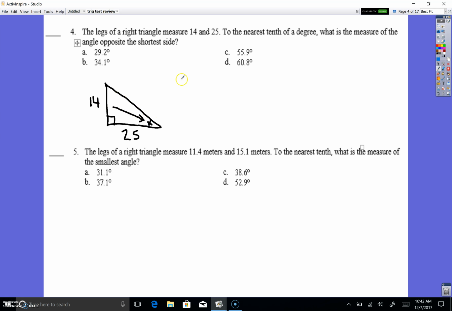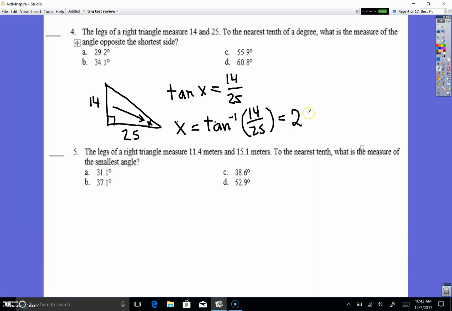So right now this is opposite, and I have adjacent. So I'm going to use tangent of x is equal to 14 over 25. Remember, anytime we want to find the angle, we're going to use the inverse. So that's tan negative 1 of 14 over 25. Okay? And if you put that in your calculator, you should get 29.2.